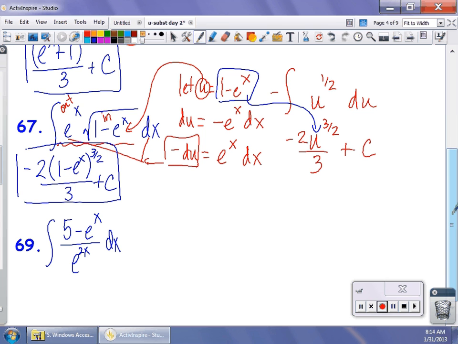Problem number 69, there are a couple of things we can do in number 69. One strategy would be to do a rewrite and divide everything by e to the 2x and make this 5e to the negative 2x minus e to the negative x dx. Now if I'm going to use the u substitution strategy, if I rewrite it this way, then I really have to do u substitution twice. Alright, so you can do that, it's no big deal, but I'm going to keep the problem as it was written. Let me get my eraser here and erase what I just did there.